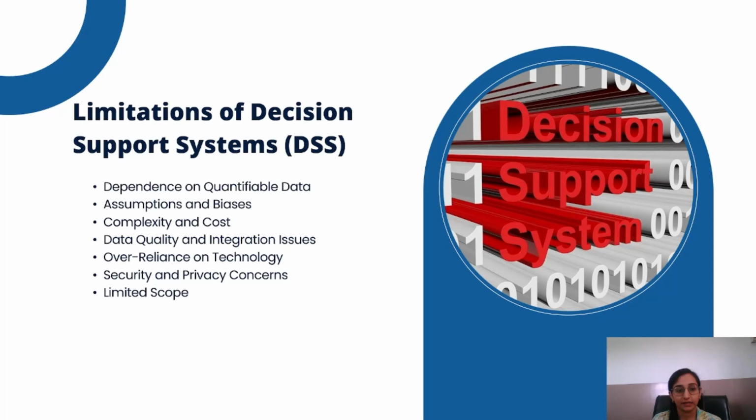Next point is over-reliance on technology. Over-reliance on DSS can lead to a reduction in human judgment and intuition in decision making. While DSS provides valuable insights, it should complement rather than replace human decision making capabilities. Like any technology, DSS is susceptible to technical issues and system failures. Dependence on DSS means that any downtime or malfunction can disrupt decision making processes.